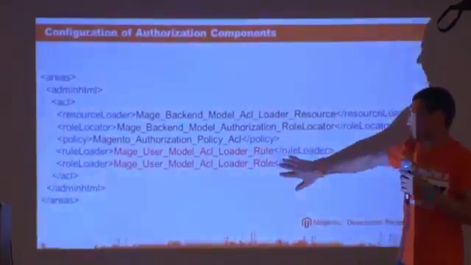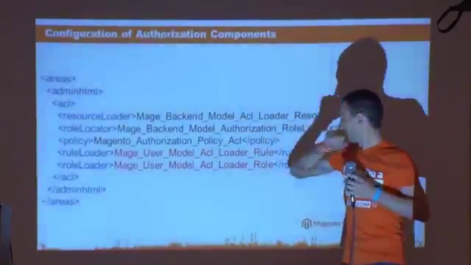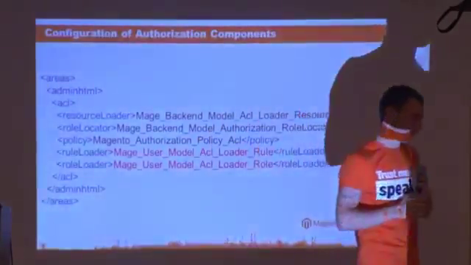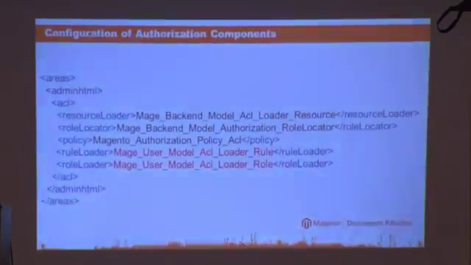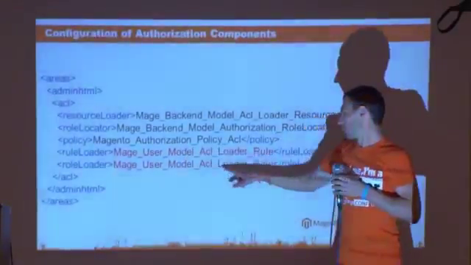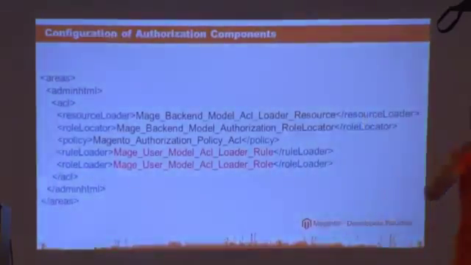As you can see on the slide, these nodes are resource loader, role loader, and policy. These models are provided by the backend area. But the other two models, this is rule and role loader, these models work with the database directly.